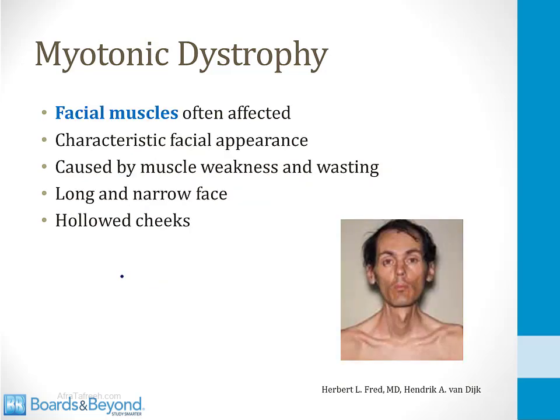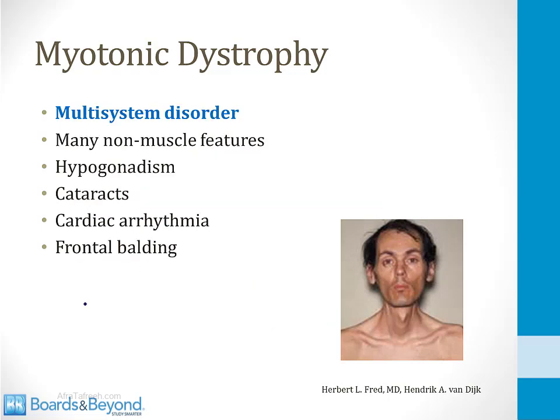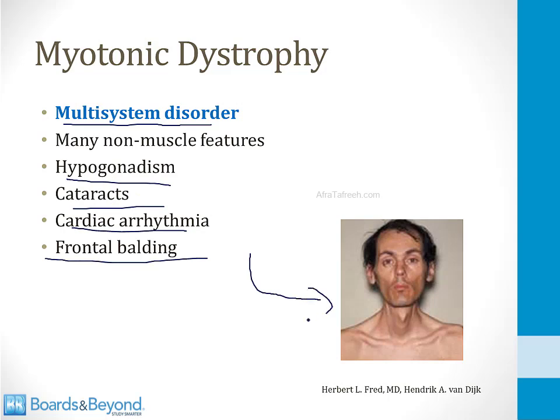The facial muscles are often affected, and this gives patients a characteristic facial appearance caused by muscle weakness and wasting. This is a picture of a man with myotonic dystrophy shown on the screen here. Patients typically have a long and narrowed face and hollowed cheeks. And one thing that's important to remember about myotonic dystrophy is that it's a multi-system disorder that involves many non-muscle systems of the body. Patients with this disorder typically display hypogonadism, cataracts, cardiac arrhythmia, and they often develop frontal balding, just like this man shown in the picture here.